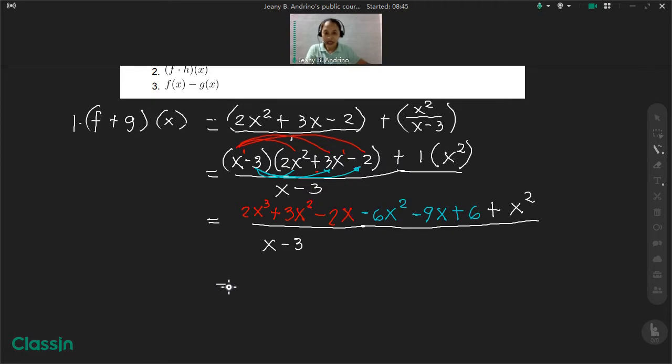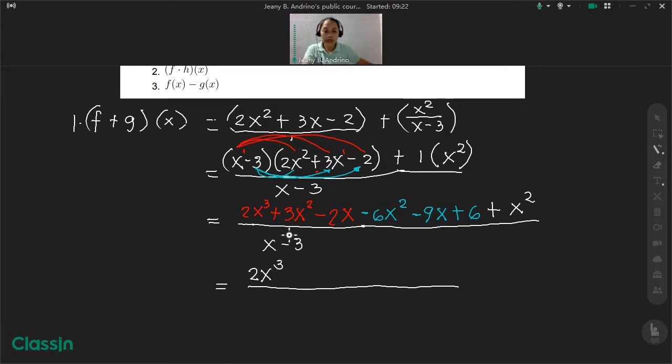So again, we have there the numerator and of course the denominator. So this time we can now combine our like terms. When we say like terms, we are going to combine those that have the same variable with the same exponent. So let us start with the exponent which is cube, or the degree or exponent is 3. So we have here 2x cubed. We don't have any other x cubed here, so we just simply copy that one. So 2x cubed.